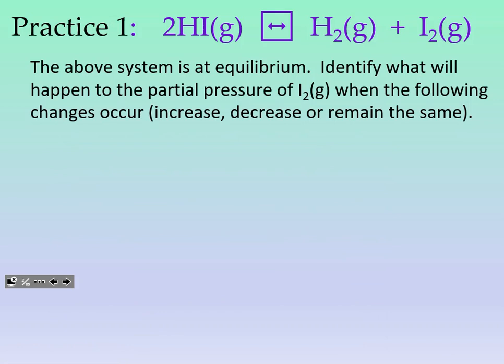Okay, practice 1. We have hydrogen iodide gas decomposing into hydrogen and iodine in their separate elemental forms. The above system is at equilibrium. Identify what will happen to the partial pressure of iodine gas when the following changes occur. It's either going to increase, decrease, or remain the same. Those are your choices. And let's try to think through here.